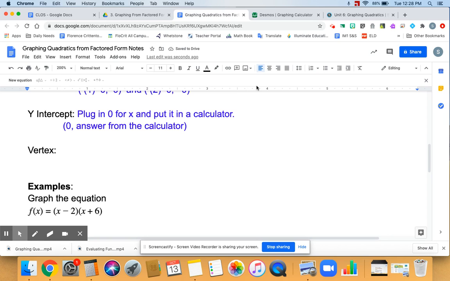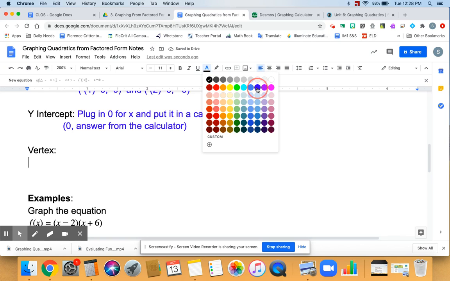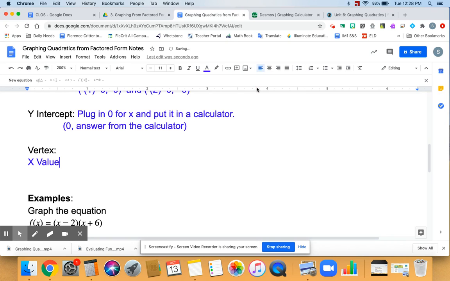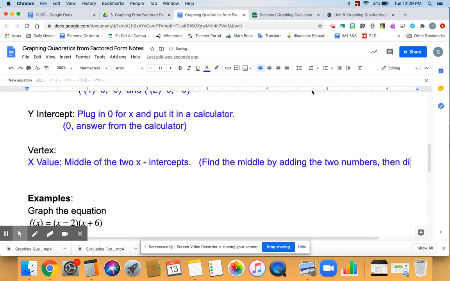And then for the vertex, get the x value of the vertex. It's in the middle of the two x-intercepts. Sometimes it's really easy to count to the middle, and sometimes it's not. So when it's not, you can always find the middle by adding the two numbers, then dividing by 2. And I'll show you how to do that when we get to the example.